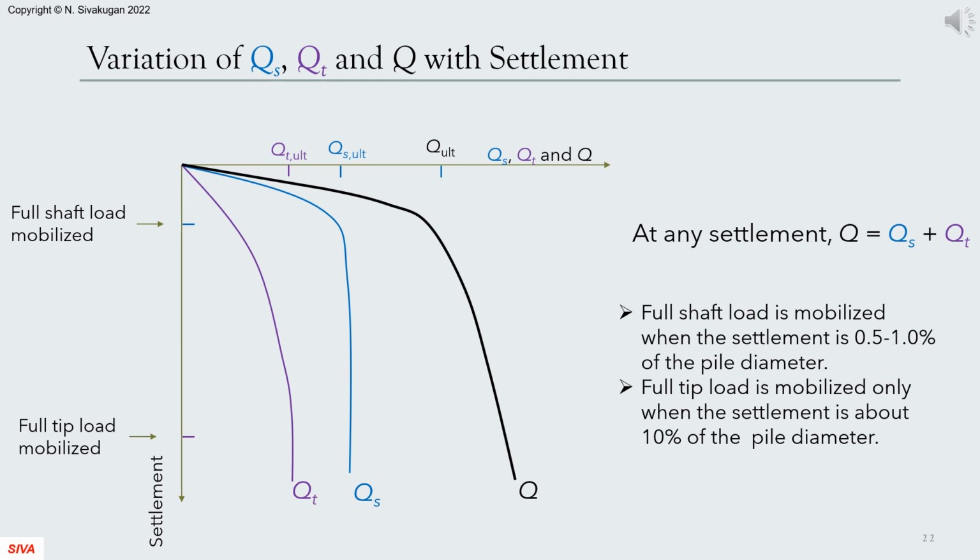The plot here shows how the shaft and tip load develop with the pile settlement. Let's assume the pile is incompressible for now. For the first few millimeters of settlement, most of the load is taken by the shaft, with a very small fraction transferred to the tip.